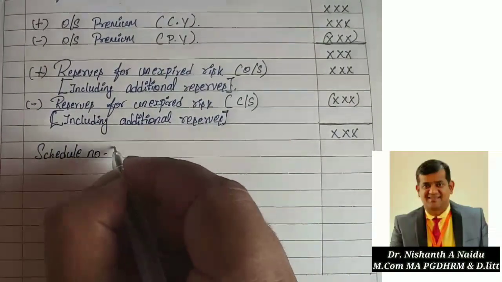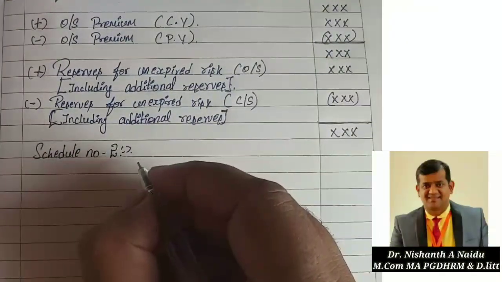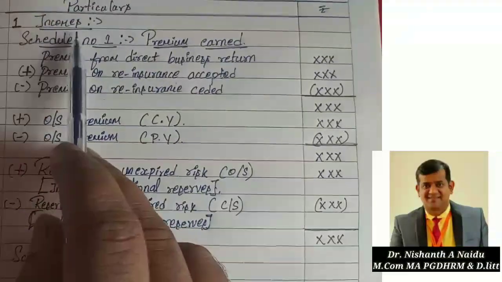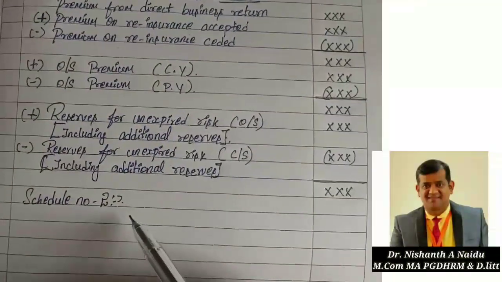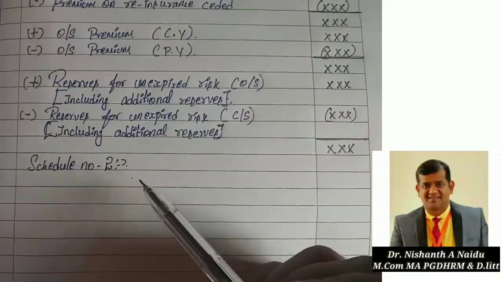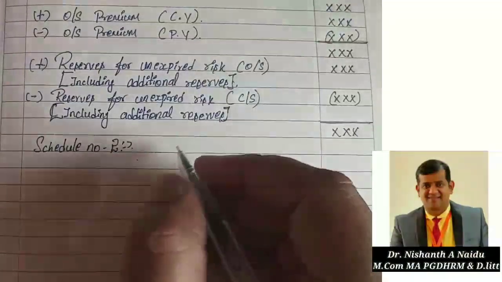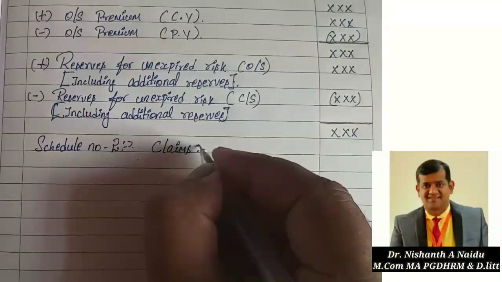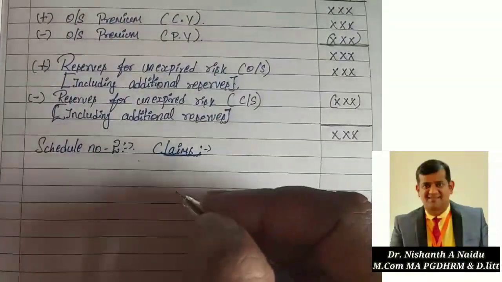Schedule number 2. What does schedule number 2 speak about? Since it is an insurance company, if schedule number 1 speaks about premium earned, that is earning, schedule number 2 speaks about the expenditure, so that is claims. Insurance company has to pay the claims, correct? So that will be reflected in schedule number 2. So what will you reflect here? Claims. Okay. So in schedule number 2 we are going to enter claims.